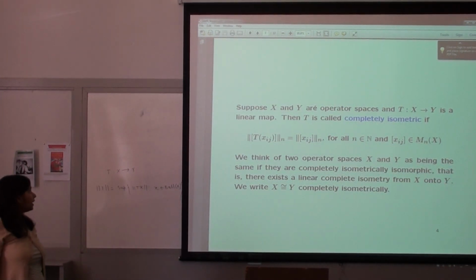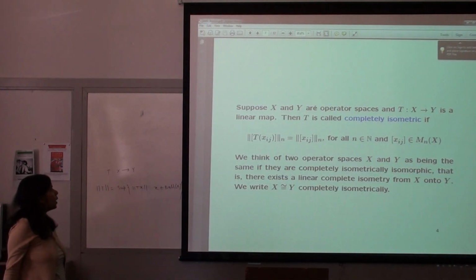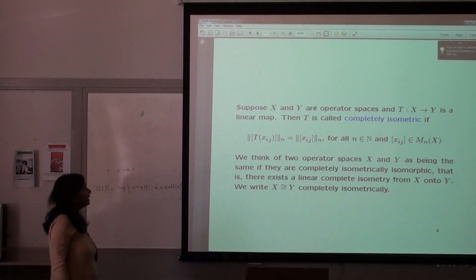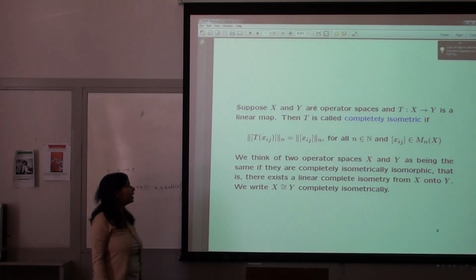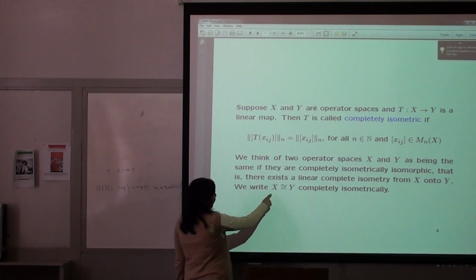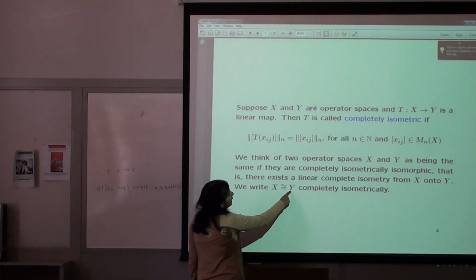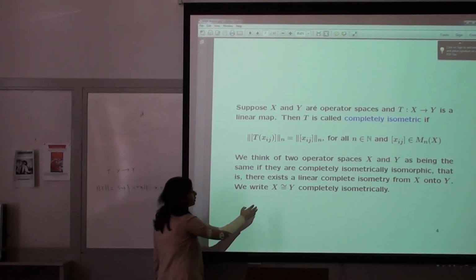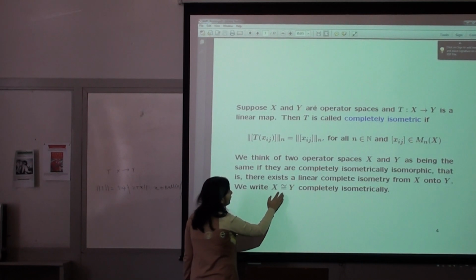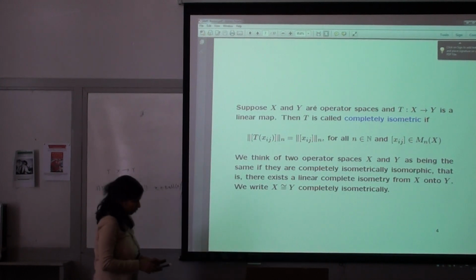We think of two operator spaces X and Y as being the same if they are completely isometrically isomorphic, which means that there exists a linear complete isometry from X onto Y. And we write X is completely isometrically isomorphic to Y. It means X and Y are the same object as operator spaces. On the matrix level, their norms are preserved. There is a linear map through which the norms are preserved on the matrix level, and this map is 1 to 1 and onto.